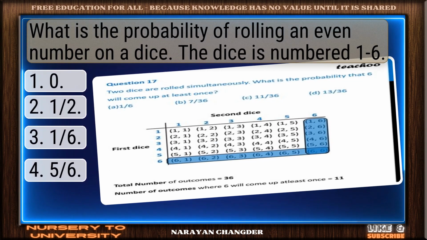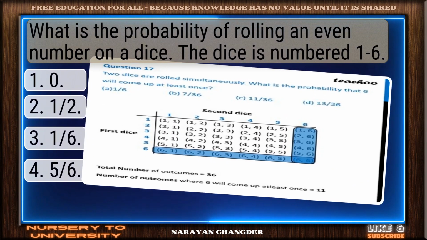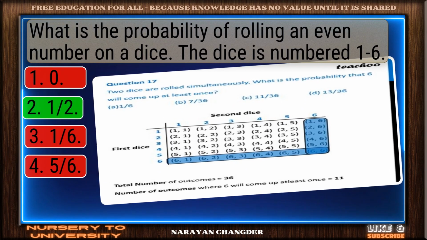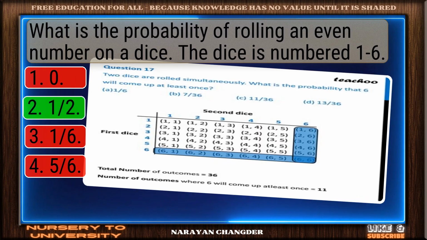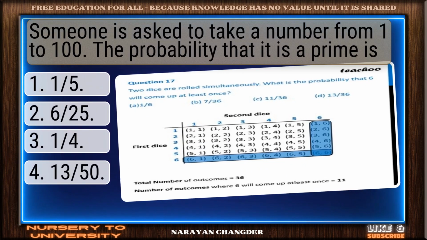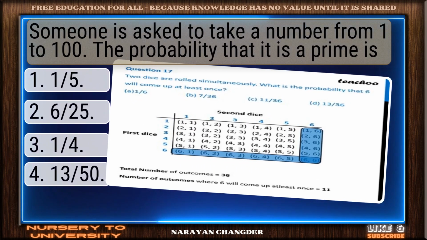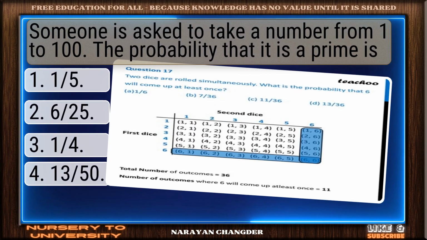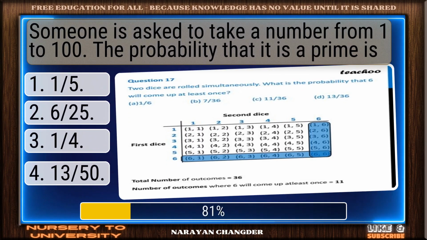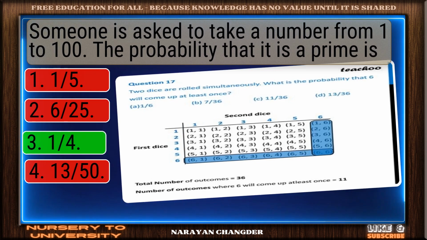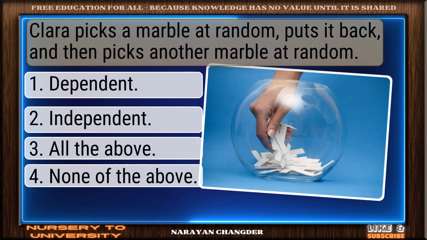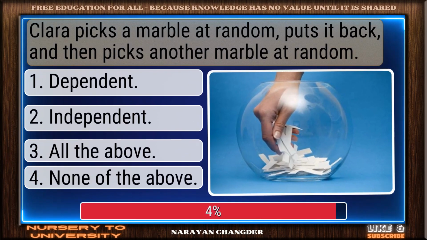What is the probability of rolling an even number on a dice? The dice is numbered 1 to 6. Solid response. 1/2 is valid. Someone is asked to take a number from 1 to 100. The probability that it is a prime is... 1/4 is the answer. Clara picks a marble at random, puts it back, and then picks another marble at random.